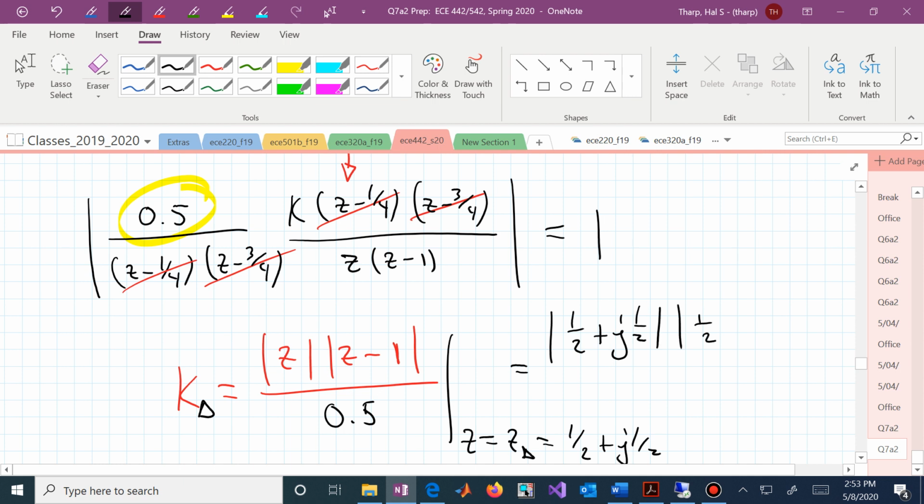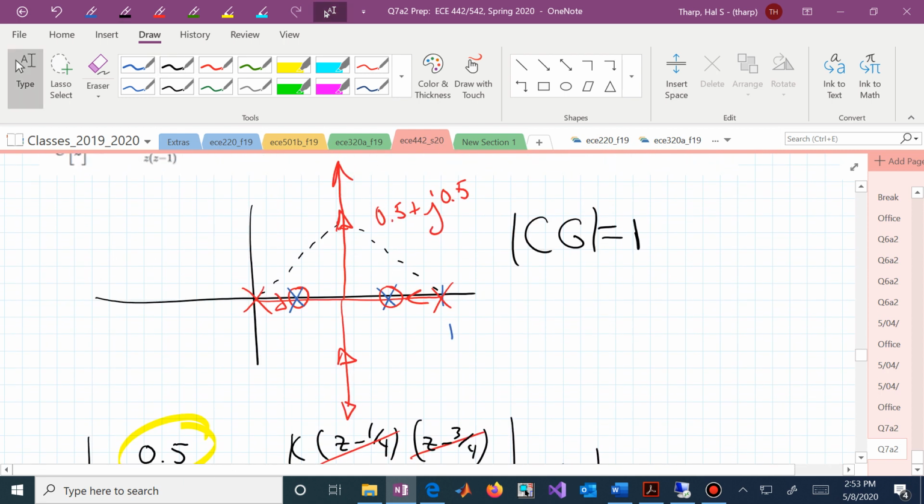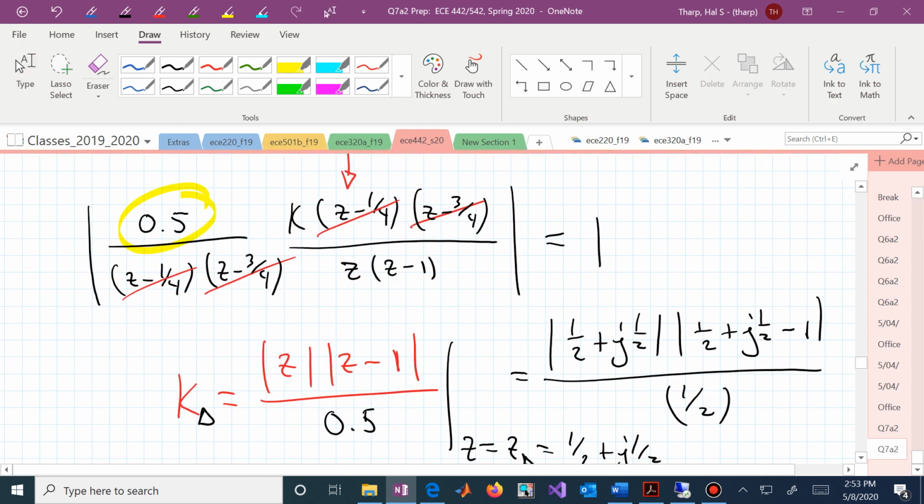This one is in fact going to have the same magnitude, and you can see that graphically. The distance from the origin to 0.5 plus j 0.5 is exactly the same. That hypotenuse is the same length as the distance from 1 to 0.5 plus j 0.5.